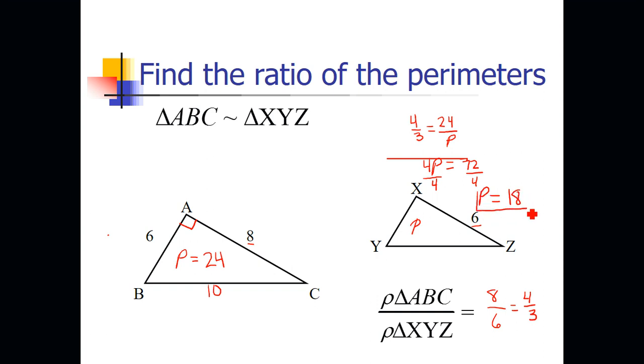Kind of interesting. We just found the perimeter of this triangle, and we only knew one side length. We know all the sides are going to add up to that total of 18, and we knew that because of this ratio of perimeters. Now, likewise, you could find a side length too. We've done this in the past. If I wanted this side length, let's call this B.